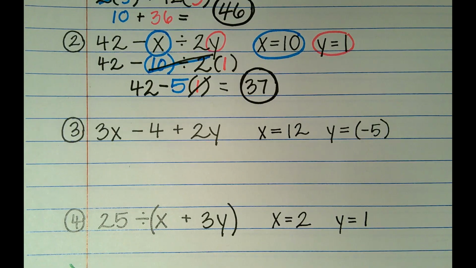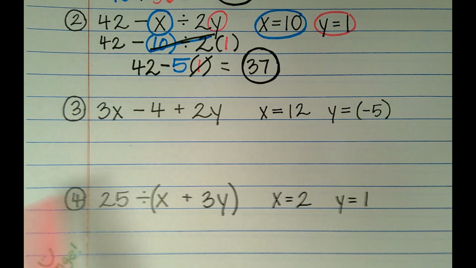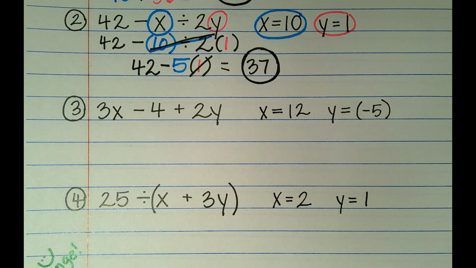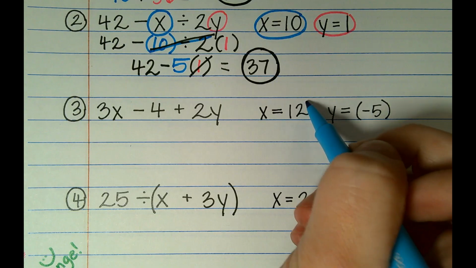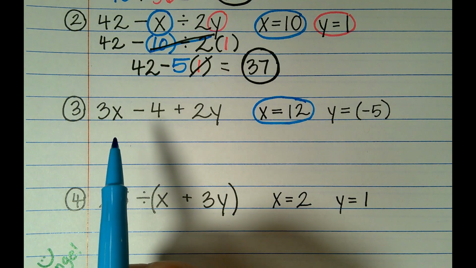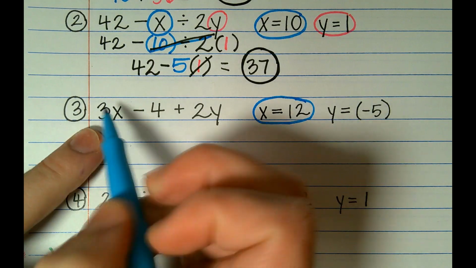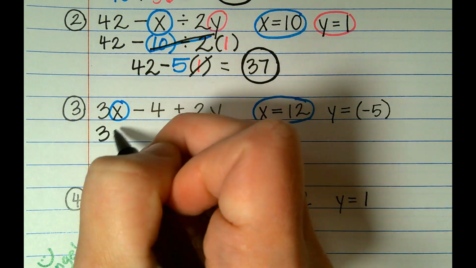Let's go ahead. Scooch down to number 3 then. This one's a little bit longer. I've got 3x minus 4 plus 2y. The x's. Yeah, we're going to do that 12 and then that negative 5. So let's start with our x, which is 12. And where does that go? Well, the 3. Yes. We have 3x, which is 3 times x. So we're going to do 3 times 12.